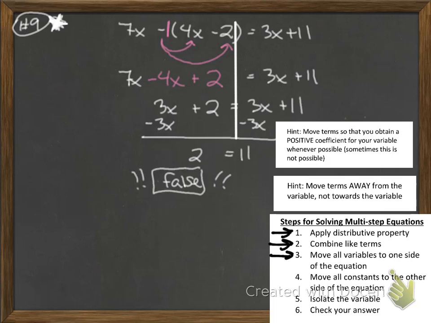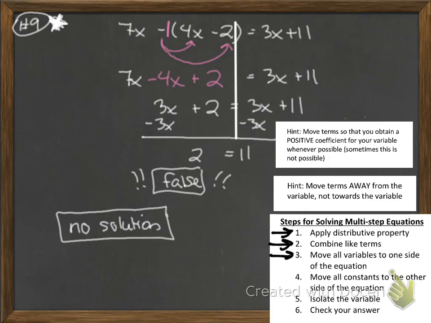So what does that mean? What do I do? What's the answer? Well, that means that this whole equation actually doesn't have a solution. There isn't any value of the variable that's going to make 2 equal to 11. It's just not possible. So if there isn't a solution, what's our final answer? Well, our final answer is simply no solution. There is no solution to this equation.